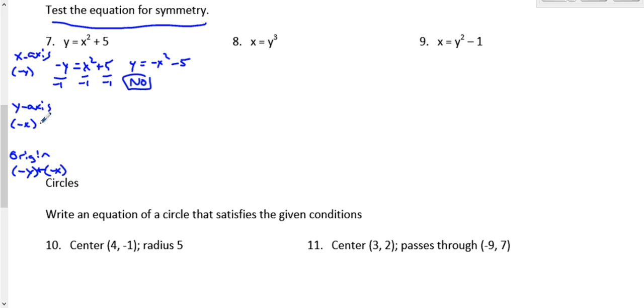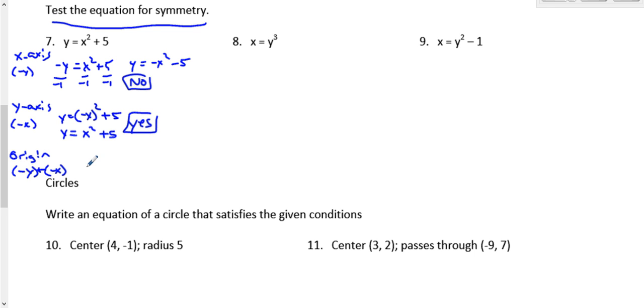Testing for the y-axis, we plug in negative x. So we're going to have y is equal to the negative x, now in parentheses, squared plus 5. Well, if we clean this up, the negative, when we square it, is going to become positive. So we can identify that this is just going to be positive x squared and then plus 5. And right there, we have exactly what we started with up there. So we do have symmetry with respect to the y-axis.